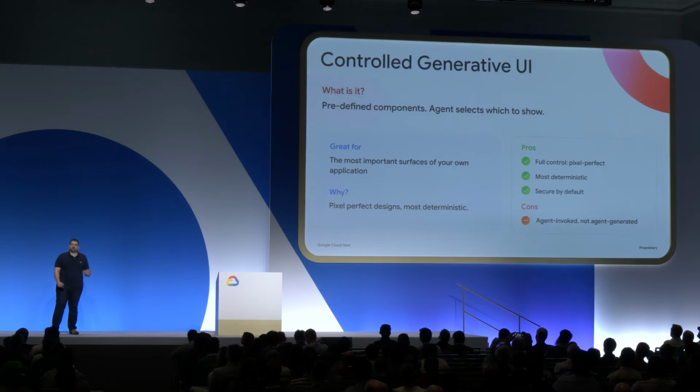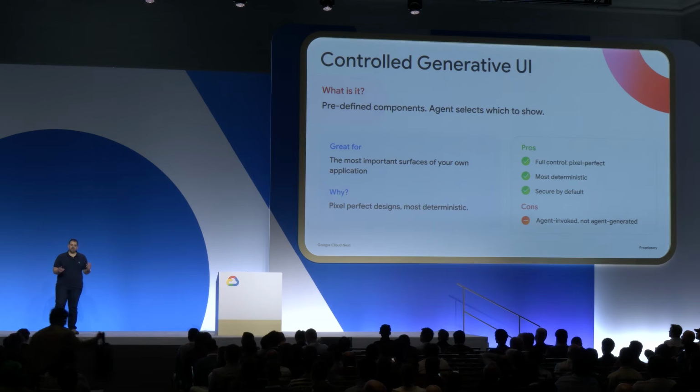To some extent, controlled generative UI is the most boring part of the spectrum, but it does give you pixel-perfect designs and maximal determinism, which makes it a really great fit for the few most used surfaces in your applications. For example, if you're an airline, you want your flight cards to be pixel perfect and as deterministic as possible. And for that reason, we see controlled generative UI as kind of the workhorse of the generative UI spectrum.